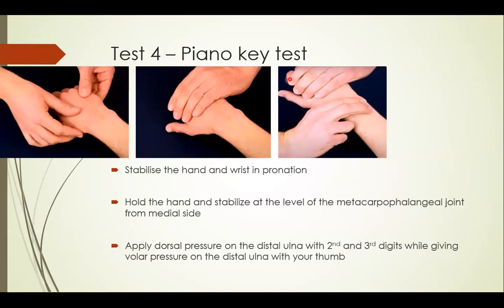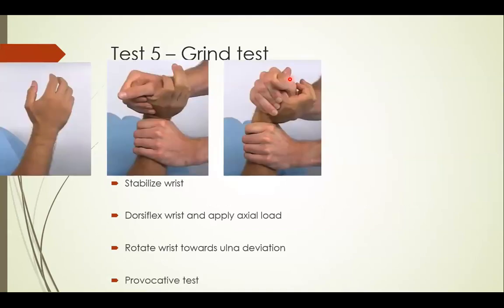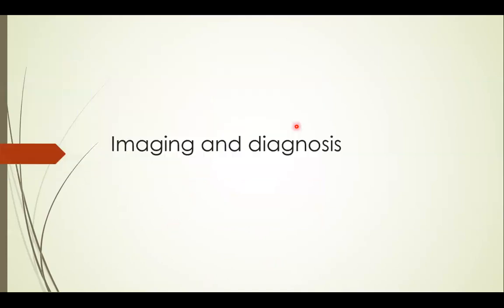That is mainly attributed to the instability of the DRUJ due to the instability of the TFCC. Fifth test is the grind test. Caution to all, it is a provocative test, so use it as a last resort if at all. Stabilize the wrist, dorsiflex it, and apply an axial load. At the same time, rotate the wrist towards ulnar deviation. So stabilize, dorsiflex the hand, and give it an ulnar deviation. Rotate it towards ulnar, maintaining this constant force.